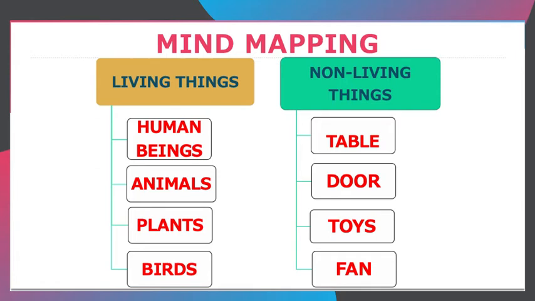Mind mapping. Let's understand the concept of living and non-living things with the help of some examples. Living things: human beings, animals, plants and birds are all living things. Non-living things: table, door, toys, fan are non-living things.